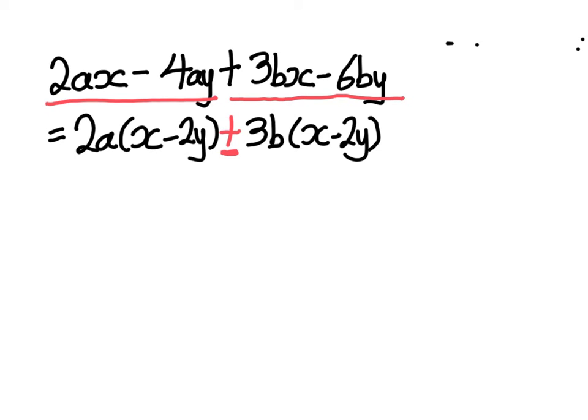So when you actually continue or look at this step, x minus 2y is actually a common factor. So at this step, you can further simplify by factorizing x minus 2y out. And you get the final answer to be bracket x minus 2y bracket 2a plus 3b.